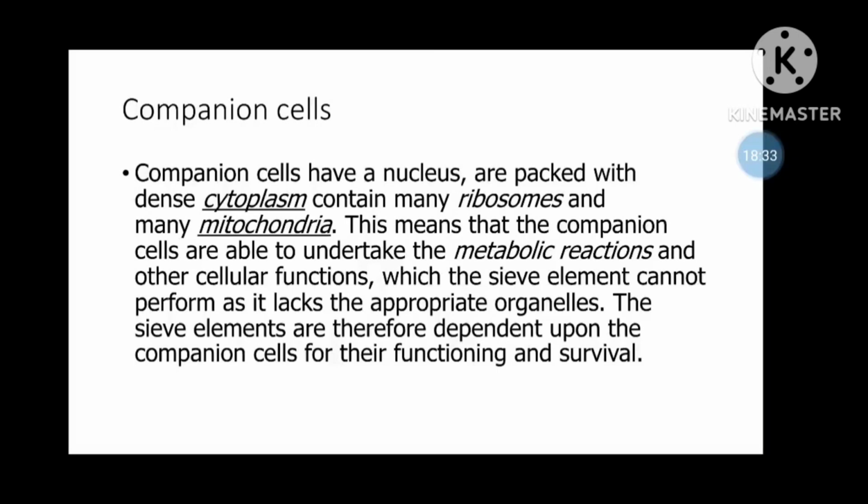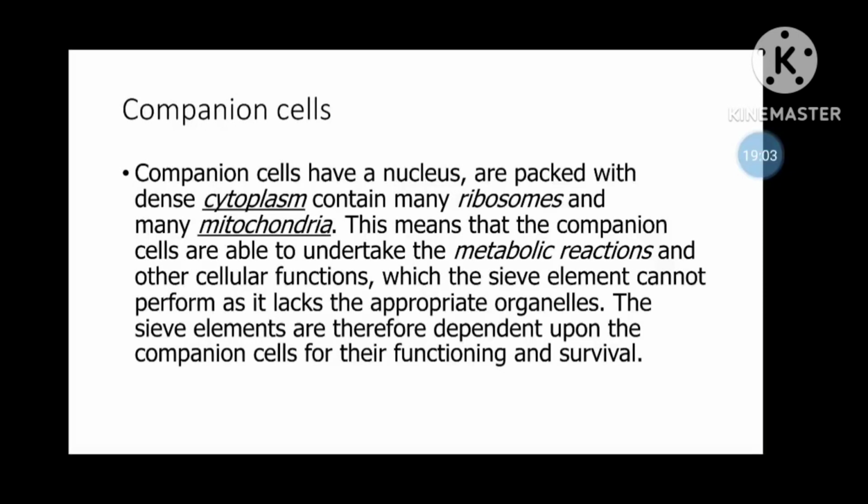First one is your companion cell. Companion cells have a nucleus and are packed with dense cytoplasm which contains many ribosomes and mitochondria. Means in a companion cell the large number of mitochondria and ribosomes are present, which are mainly involved in energy generation and protein synthesis respectively.